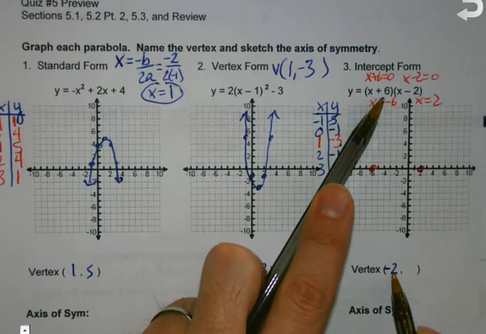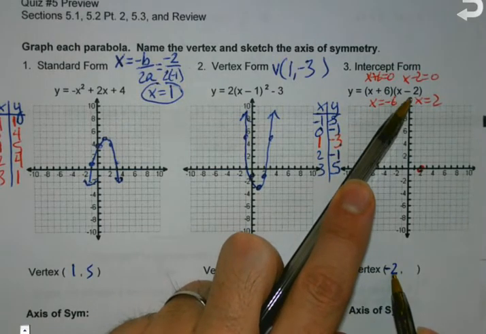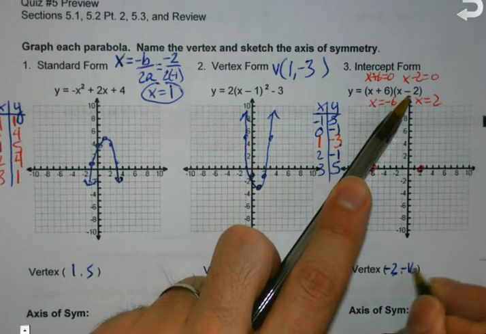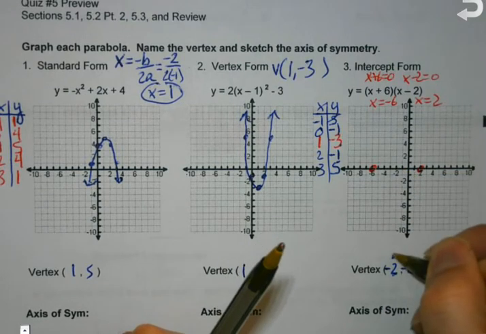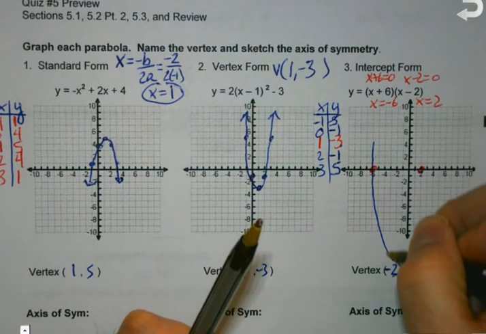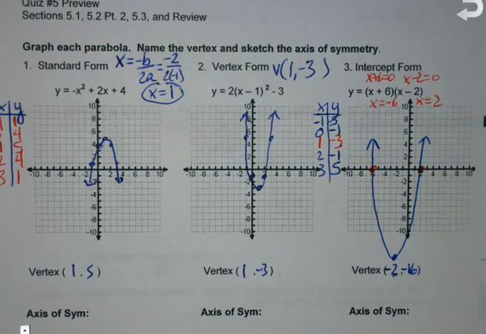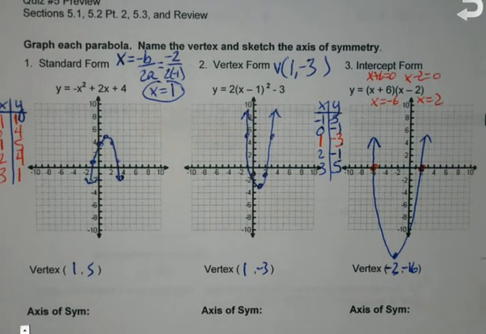So -2 plus 6 is 4. -2 minus 2 is -4. So -4 times 4 is -16. You're like, that's way off the screen. We'll just kind of half eyeball it. Sometimes they may go a little off our graph. But with the intercepts, again, find the intercepts, you find the vertex last. This is the only time that actually is going to happen that way.